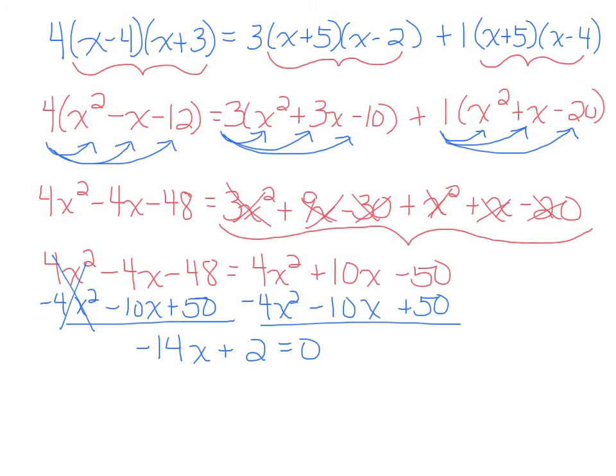Now I'm going to solve this for x. Subtract 2 from both sides and divide both sides by negative 14. Negative 2 divided by negative 14, if you were to simplify it, you find that it's 1/7. And this is my answer.